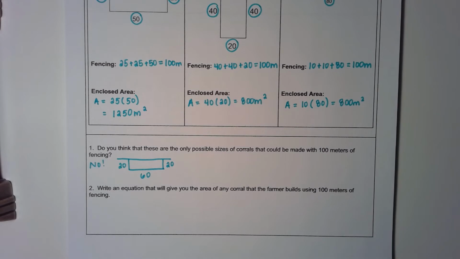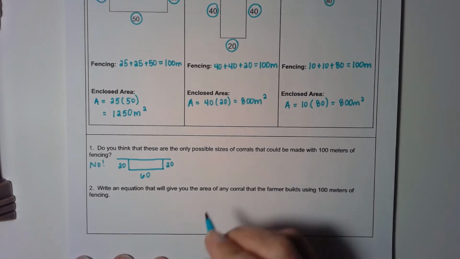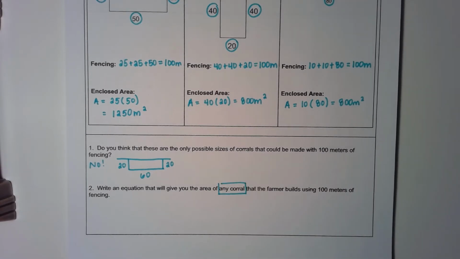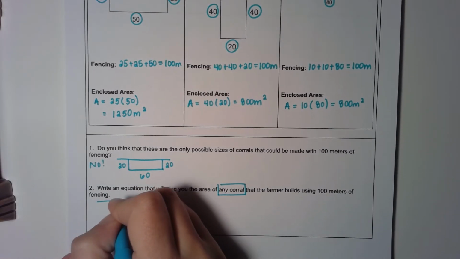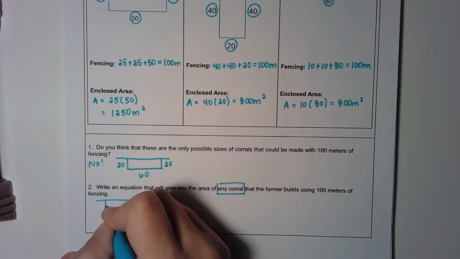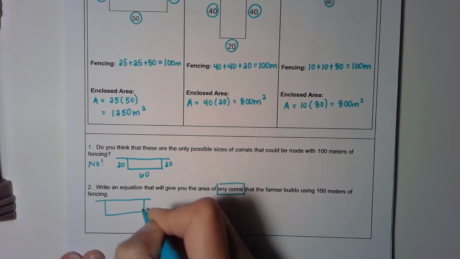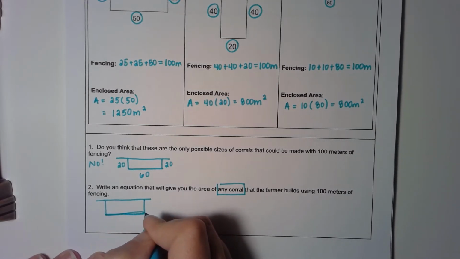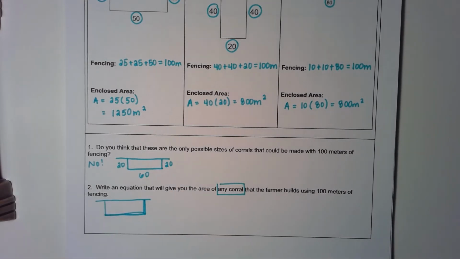Next, write an equation that will give you the area of any corral that the farmer builds that uses 100 meters of fencing. Now, because we want to write an equation for the area of any corral, we need to use variables here to represent the size because this has to represent the size of any area. Now, if I sketch a picture of what's happening here, we've got our wall and we're going to build our corral. Now we're going to make it any size that we want.